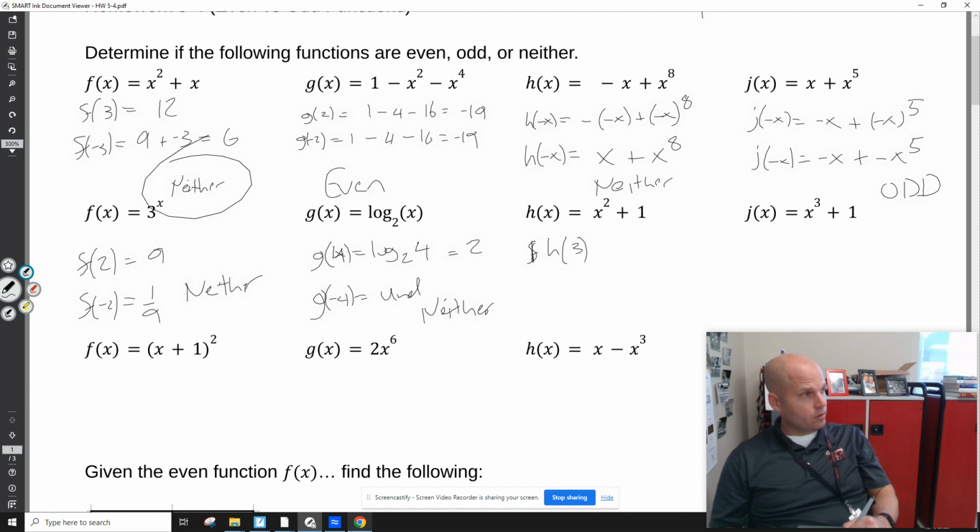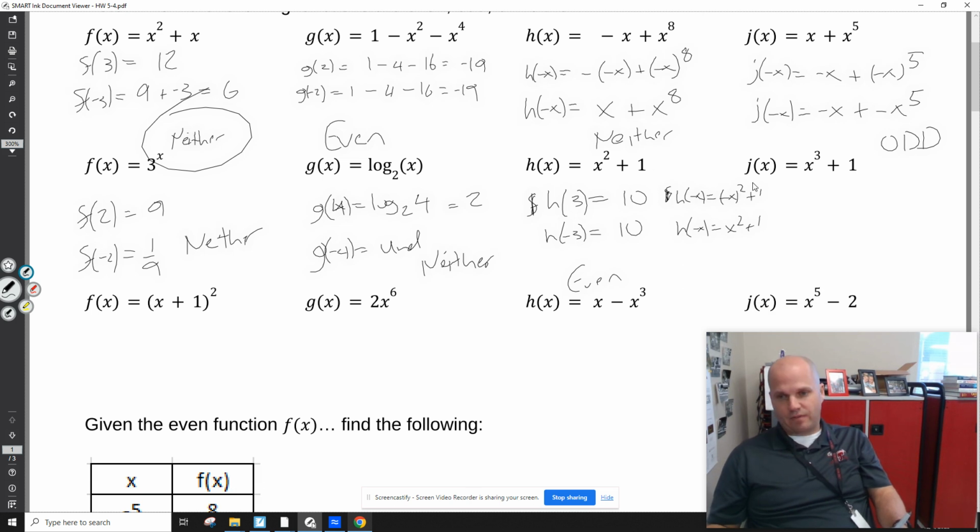Let's plug in 3. Let's plug in negative 3. Okay, it's the same. Thinking that we're even. Double check. If I plug in negative x, I get positive x squared plus 1. It's the exact same thing as the original function. Okay, so we see adding values doesn't really affect being even or odd.